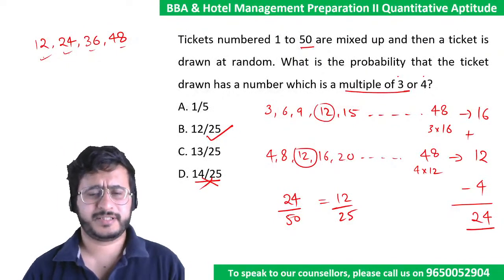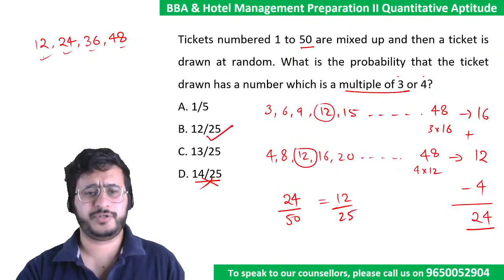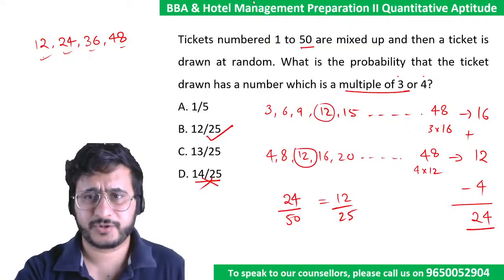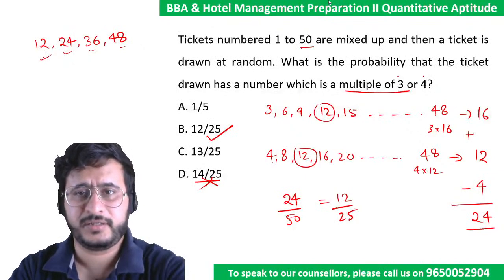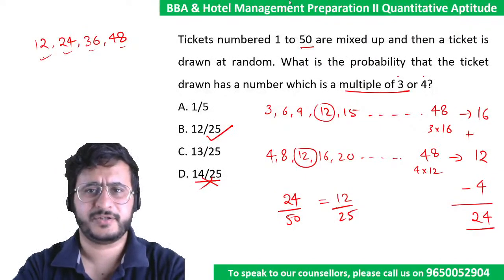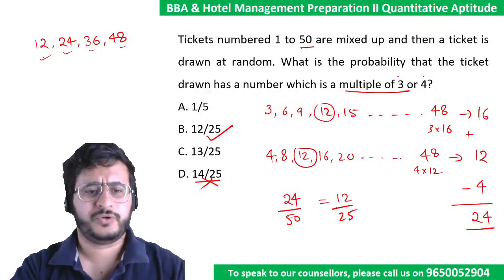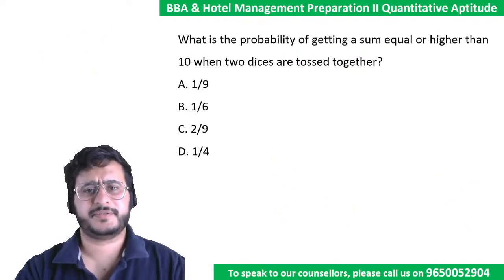Okay, I hope you got this concept that you have to count just once. Everything should be counted just once. Otherwise you'll get things wrong. Okay, so let's have a look at the next question.